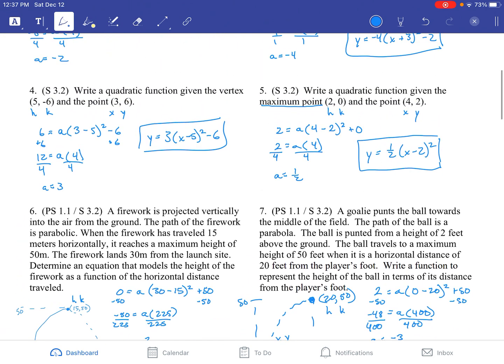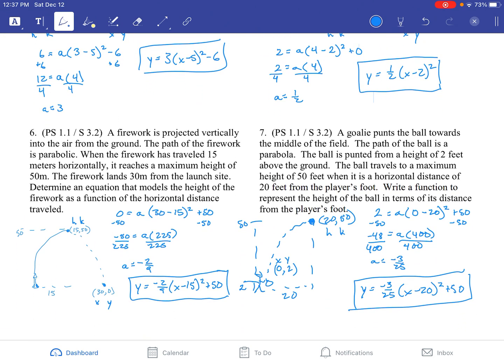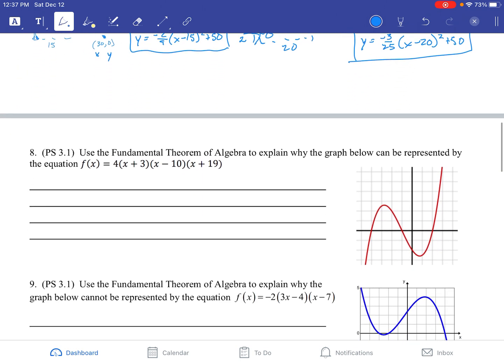All right. So you'll notice that 2 through 7 are basically the same kind of thing. You're finding the equation given x, y, h, and k. It's just that 6 and 7 are word problems, and you're not given word problems for the other 4.